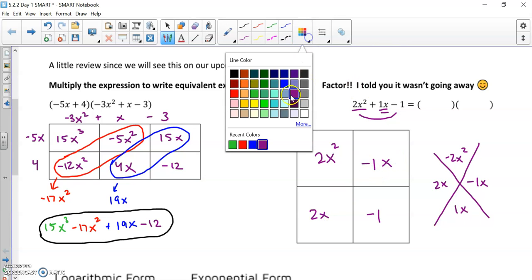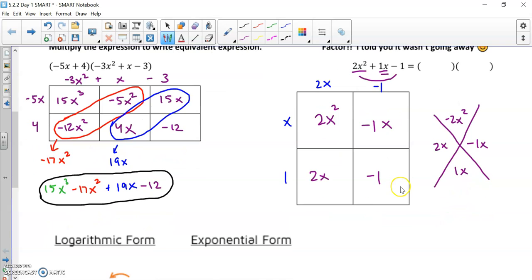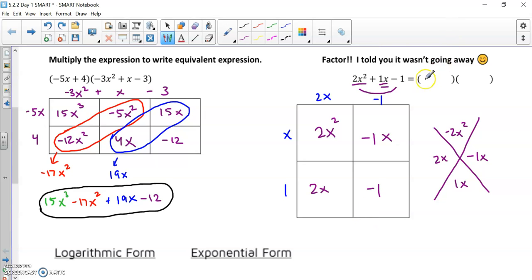So we're ready to fill out the outside now. So we've got 2x and x. These two multiply to make 2x squared. And 2x times what equals 2x? That'll be a 1. X times what equals negative 1x? That'll be a negative 1. So we end up with, I guess we could just write it here, 2x minus 1 and x plus 1. Alright, so that's it for that one. This is my final answer. Yeah, factoring never goes away, guys.